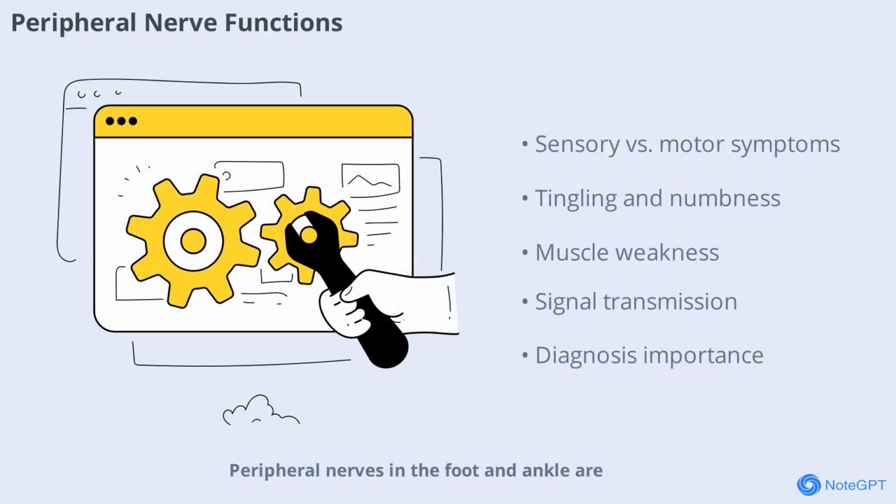Peripheral nerves in the foot and ankle are responsible for transmitting both sensory and motor signals. When these nerves are compressed, the resulting symptoms depend on which nerve is affected and whether it carries sensory, motor, or mixed fibers. For example, sensory nerve compression leads to tingling or numbness, while motor nerve involvement can cause muscle weakness or difficulty moving the foot. Recognizing the difference is key to accurate diagnosis and effective treatment. Next, we'll look at why these symptoms can sometimes be mistaken for other conditions.